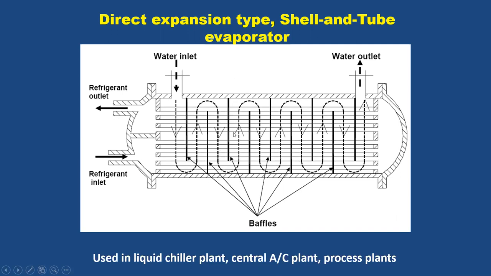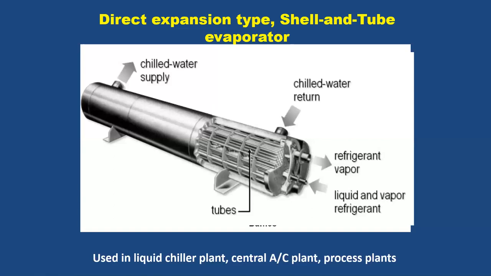This is generally used in chiller plants, central AC or processing units, but generally preferred for costlier equipment and costlier refrigerants like R22 or R134a and other HFC blends. The cost is high, in fact almost 10 times more than the ammonia refrigerant, 10 to 15 times more. This is DX type shell and tube. Construction-wise, there is no difference, only a difference in the configuration of the fluid arrangement. So this is one pictorial view of DX type. Here the chilled water flows into the shell and out of the shell, and refrigerant in, liquid and vapor refrigerant in, vapor refrigerant out.